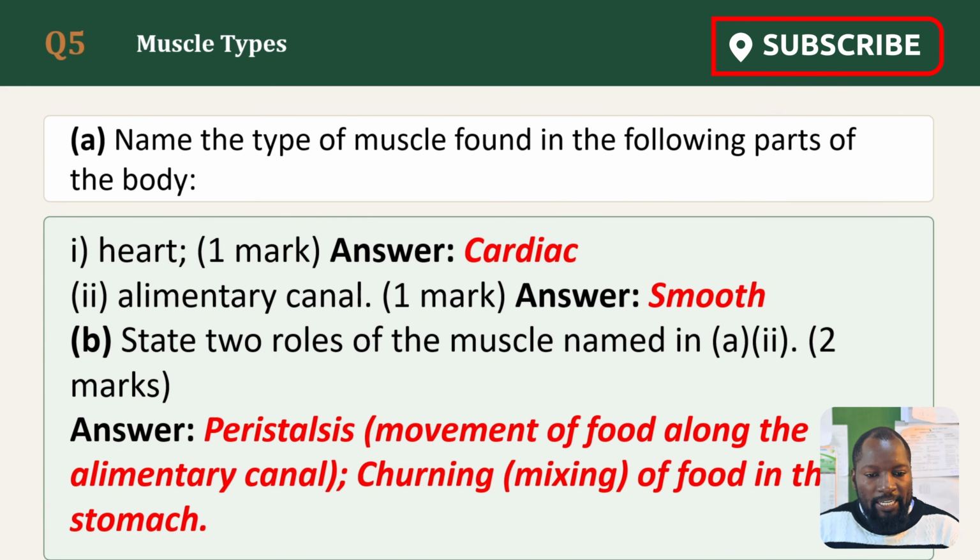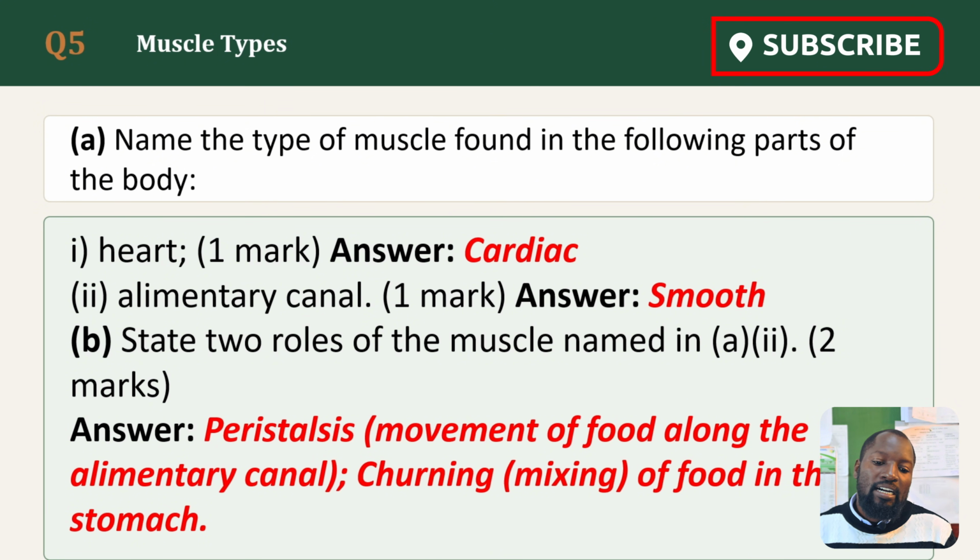Question number 5A, name the type of muscle found in the following parts of the body. Number 1 is the heart. The heart has muscles known as cardiac muscles. That's why if you study the heart, you become what you call a cardiologist, because you are studying the muscle of the heart, which are cardiac muscles.